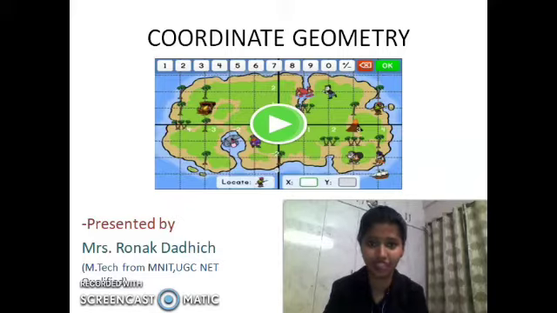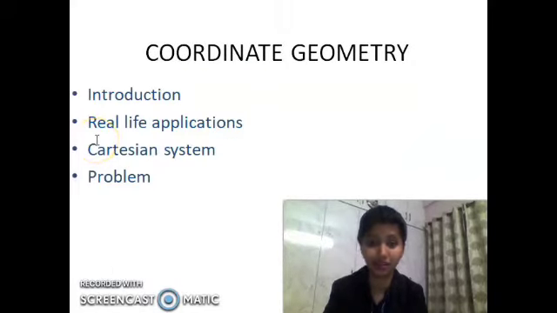So we will discuss now coordinate geometry. In coordinate geometry, we will first discuss why we need it, and then after that we will discuss how to find the position of any object with the help of the Cartesian system, and then we will solve problems based on it.